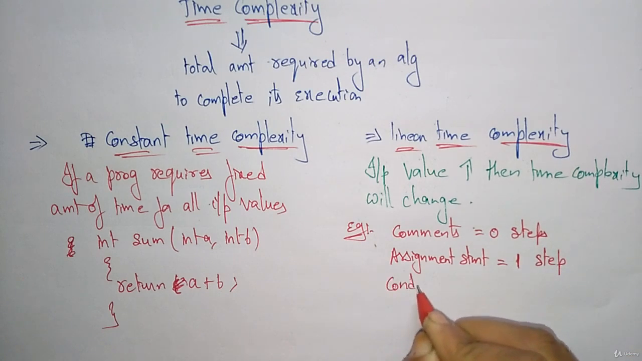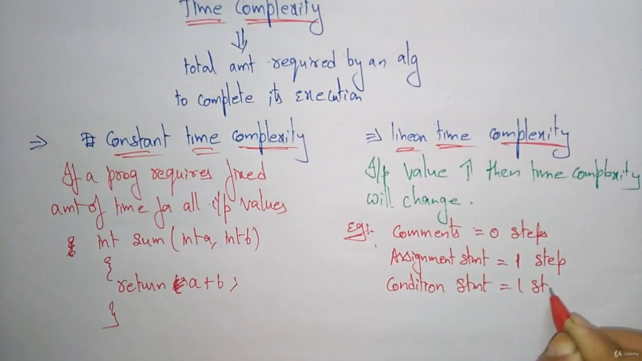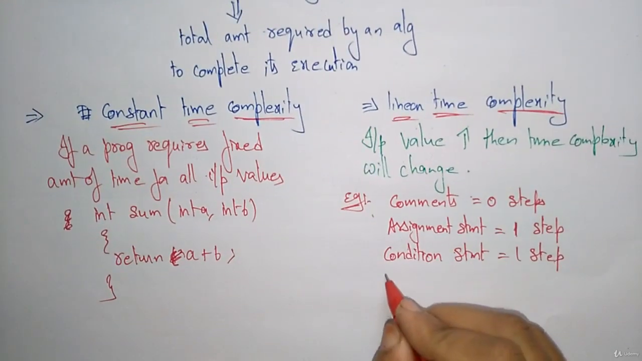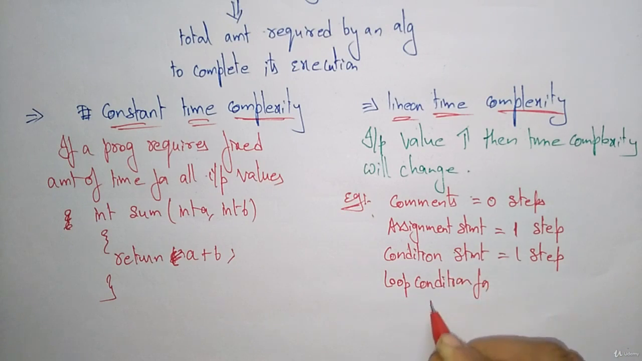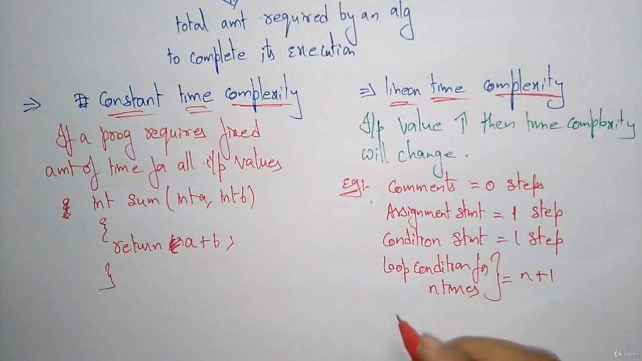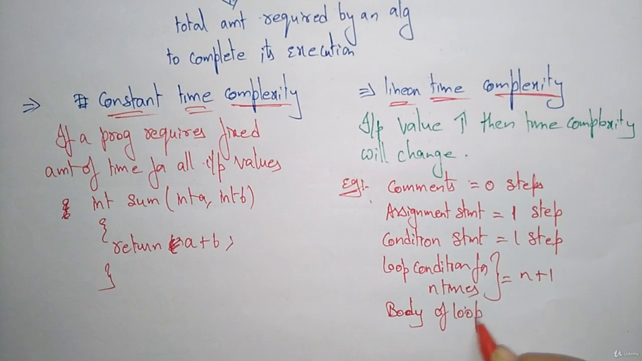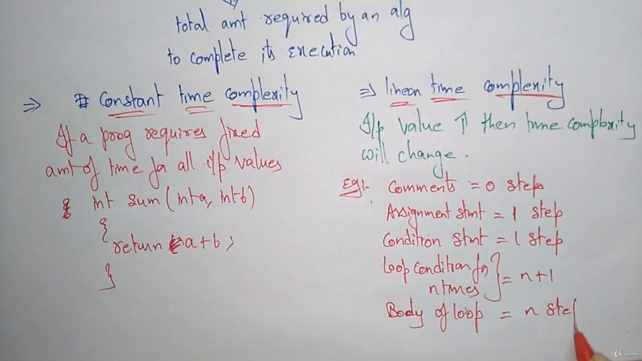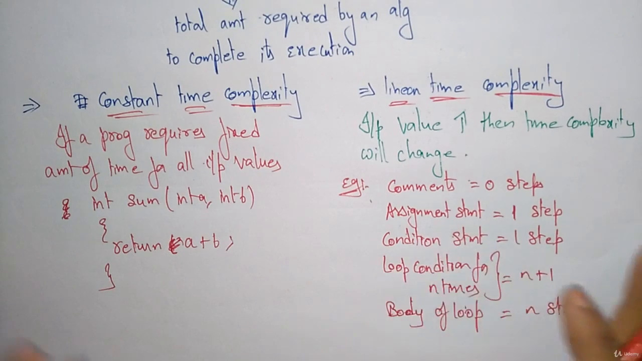If you are using condition statements, the time complexity for that is also 1. Suppose you are using loop conditions for n times, then it should be n plus 1 steps. If you are discussing the body of the loop, you are entering the body of the loop n times, so it should be n steps. So n times loop conditions will go to n plus 1 times. Just remember these points.